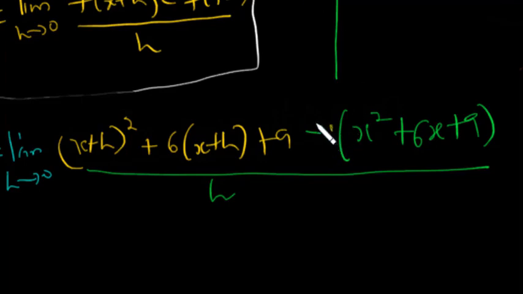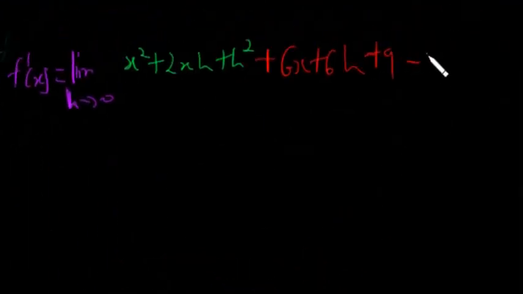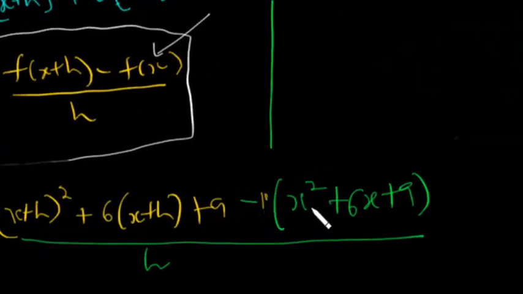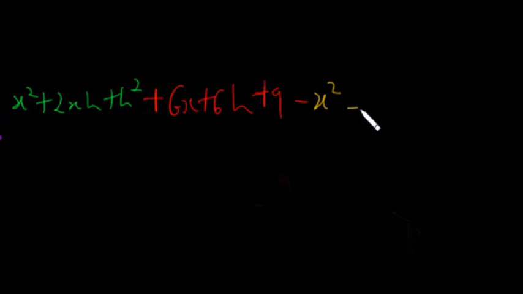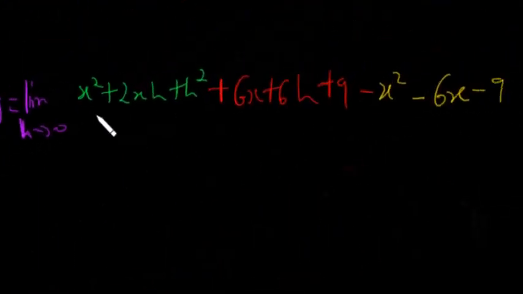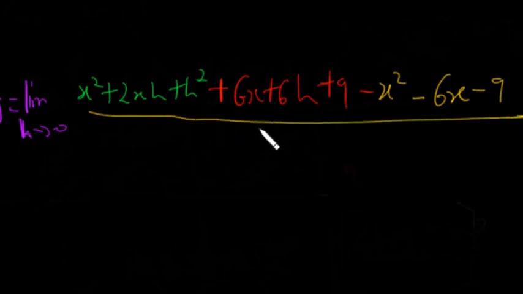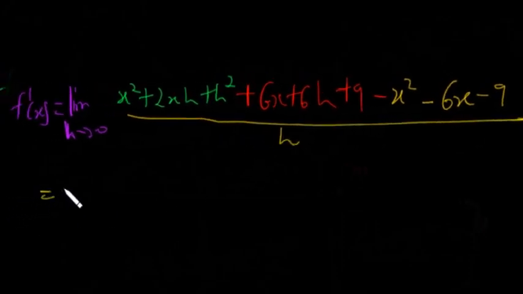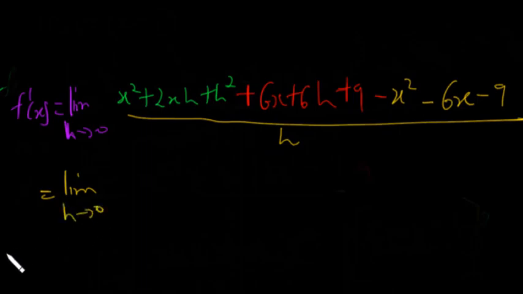We have -1 here, there is a negative sign, so -1 times x², we have negative x². -1 times 6x, we have negative 6x, and -1 times 9, we have -9. So you divide the whole of this by h. Now when you go on here, we still find the limit as h goes to 0.